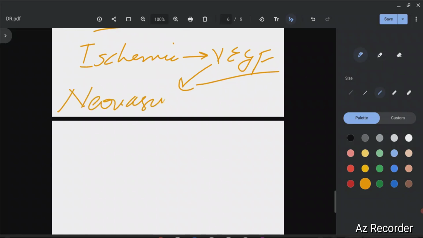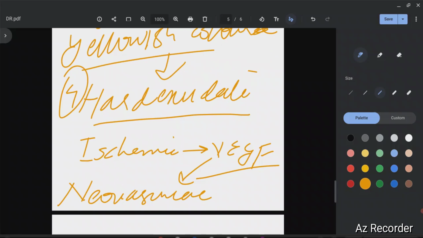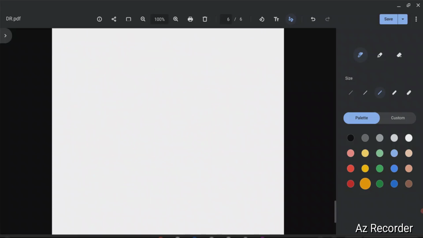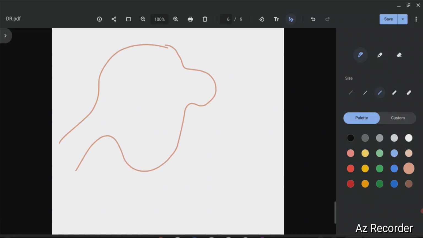Let me make it over here with this color. Suppose this is your retina, this is your optic nerve, and this is the cornea and sclera. Okay, so suppose there was ischemia over here. Let me make it with this color. There was ischemia over here, over here, over here.